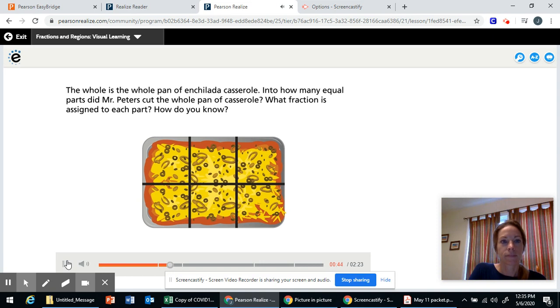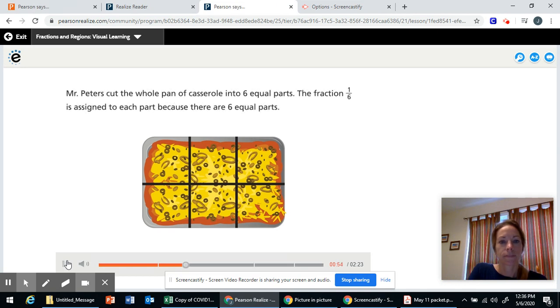Into how many equal parts did Mr. Peters cut the whole pan of casserole? What fraction is assigned to each part? How do you know? Mr. Peters cut the whole pan of casserole into 6 equal parts. The fraction 1/6 is assigned to each part because there are 6 equal parts.